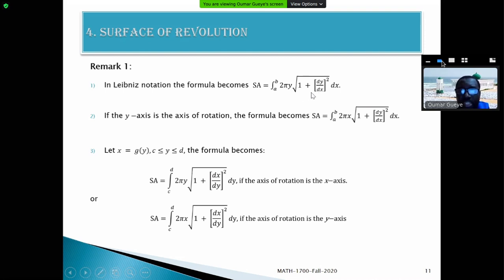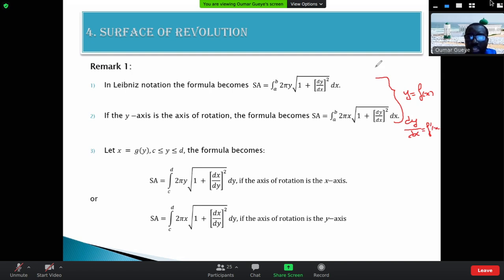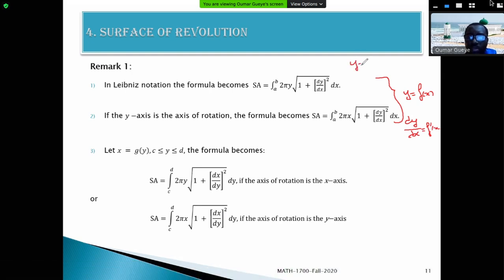In this case, the function is in terms of x. So in both of these cases, you have y equal to f of x. So here dy by dx is going to be f dash. For example, it could be y equal to e to the power x. That's where y is a function of x.